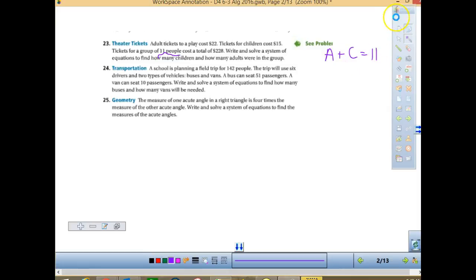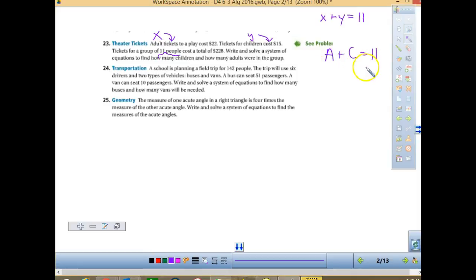Someone said, oh, but Mrs. Thompson, when I did that, I did x plus y equals 11. Same thing, right? You just have told me that maybe the x is your adults and the y is your children's ticket. But you want to tell me that. If not, it makes sense to use the variable that the word starts with, because that's what you're trying to find me.